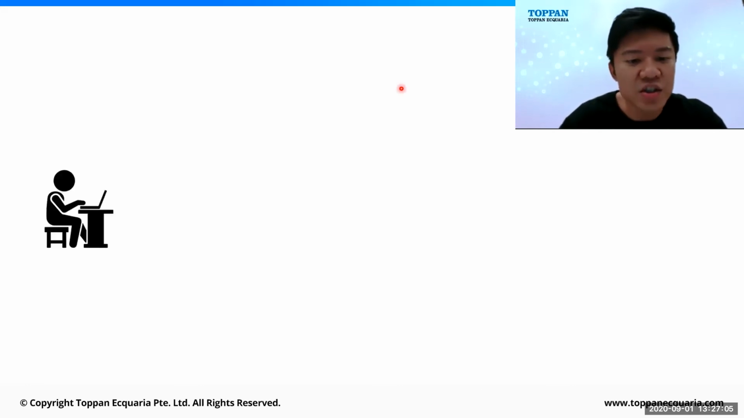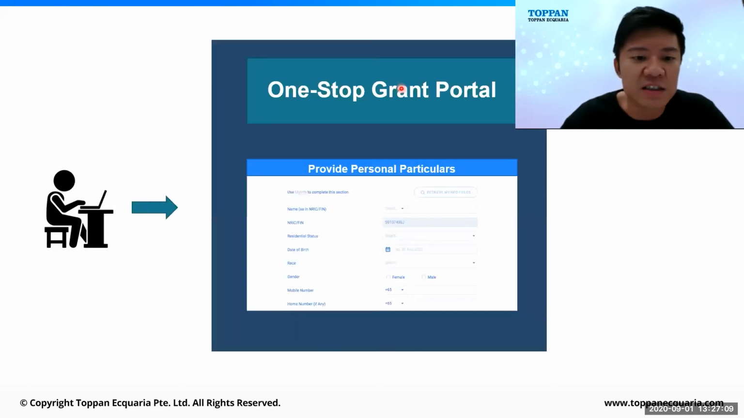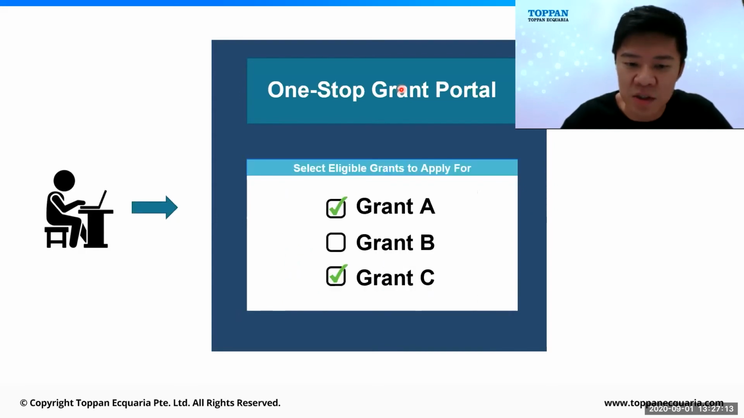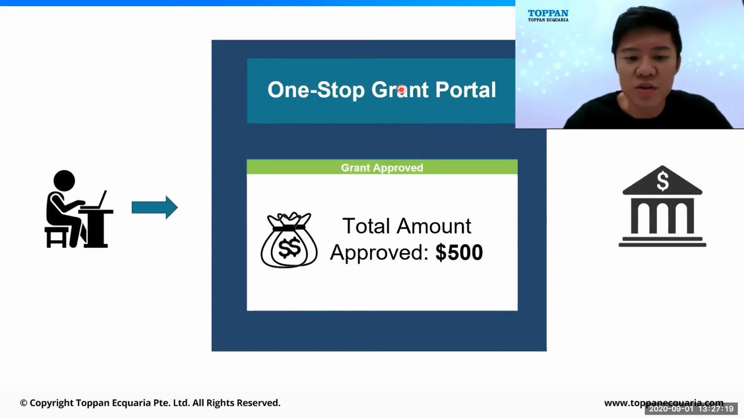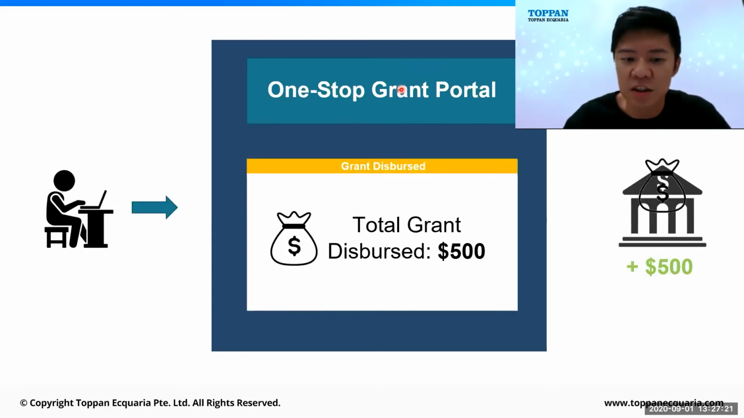All right, so let's imagine you are building a one-stop grant portal, which will be providing a system where applicants can actually apply for multiple types of grant within one application. Each grant may be processed by different departments, and when the grant application is approved, the finance department will handle the disbursement of the grants. So let's take a look at how we can potentially design such a system using microservice architecture.